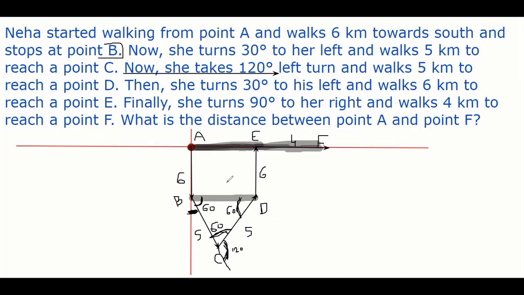Equilateral triangle, then this has to be 5, right? Whether two sides are 5? This is also 5. The final answer is 9. Right, Skan? Yes, sir. Thank you.